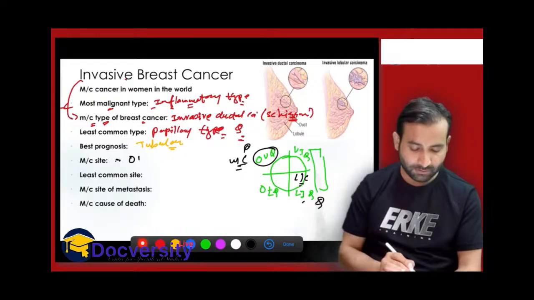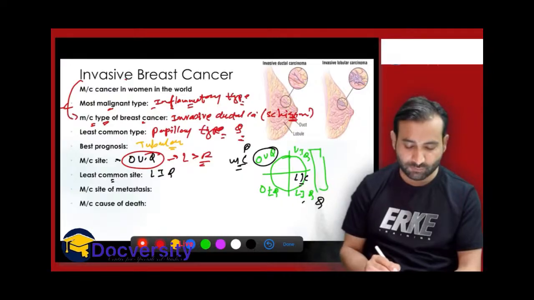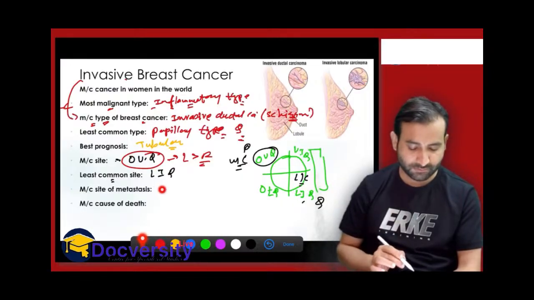Most common site is what? Outer upper quadrant. Least common site is what? Lower inner quadrant, right? And they can also ask you, usually the left breast is affected more than the right breast. So I hope you understand, right?